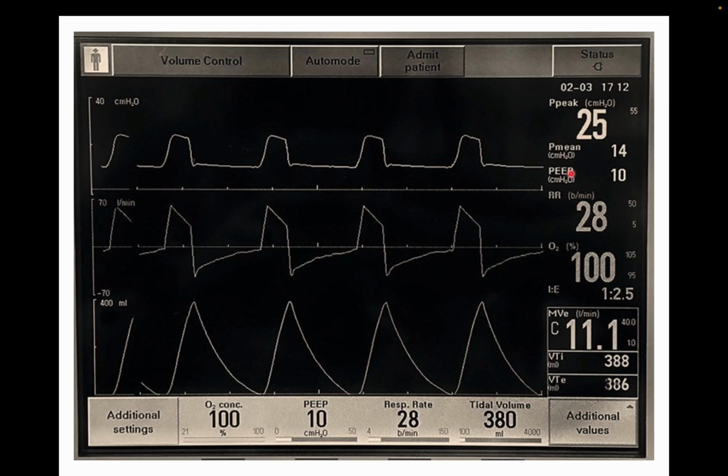There is a P peak, a P plateau, a P mean, and PEEP, which is already mentioned. There is the respiratory rate and also the I:E ratio. And this is tidal volume, how much tidal volume is being delivered into the lungs: the inspiratory tidal volume and the expiratory tidal volume, how much is going in and how much is coming out. This will help us in understanding the different parameters.